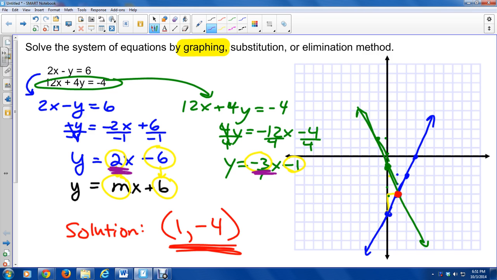Okay, that's getting a little bit ahead. Most of the problems that you're doing will have one solution, and graphically we're looking at the point where the two lines cross. Watch the next video if you want to review one of the other methods.